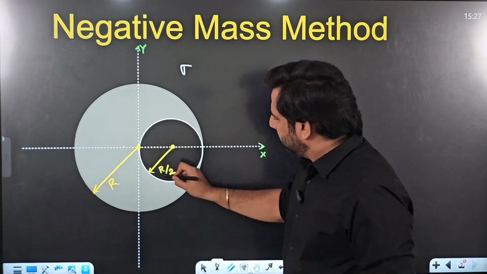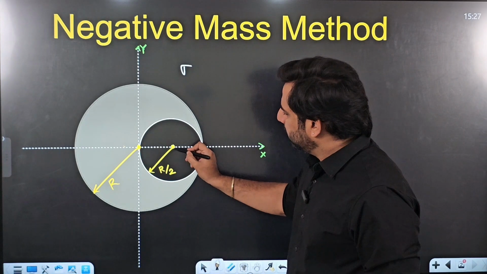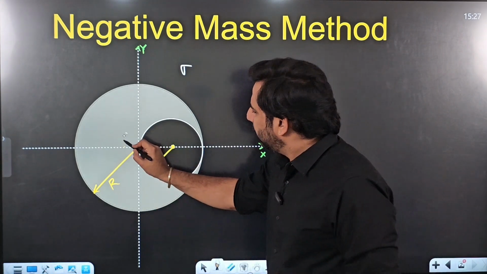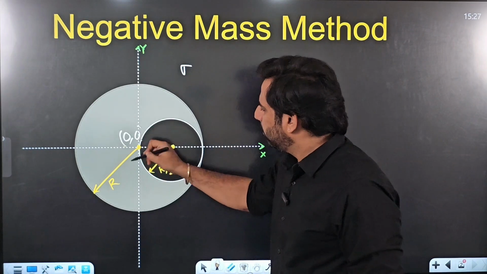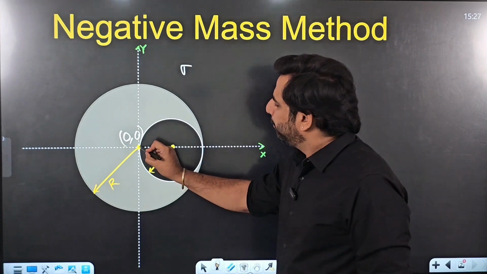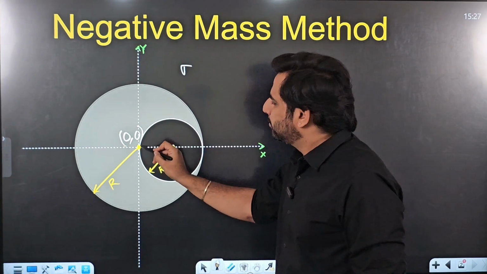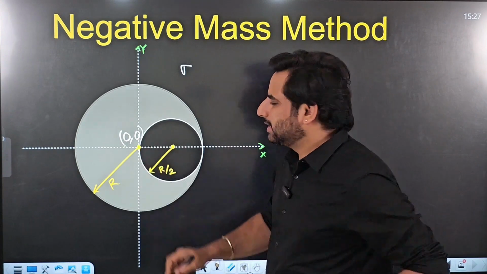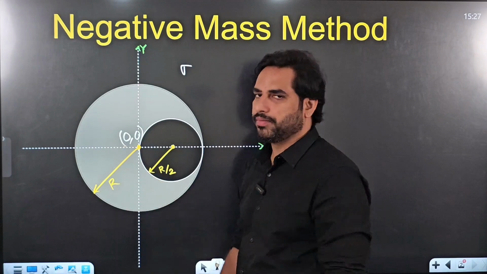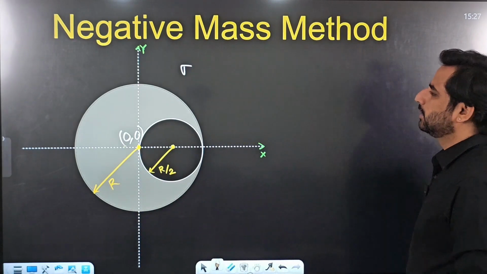Now a cavity is made by removing a circular portion of diameter r. So as you see in the figure, there is a cavity of radius r by 2. I'll take the center of the disk to be the origin to locate the center of mass. The mass is removed from the right of the origin, so now there is more mass to the left of the origin. Certainly the center of mass should shift to the left of the origin. We'll try to locate the exact position of the center of mass.